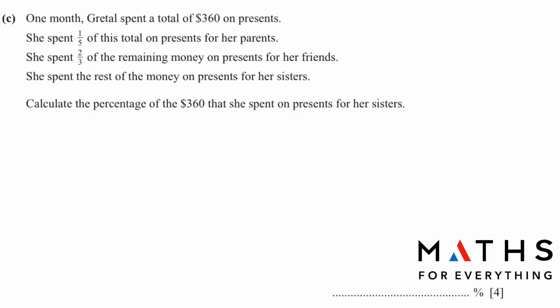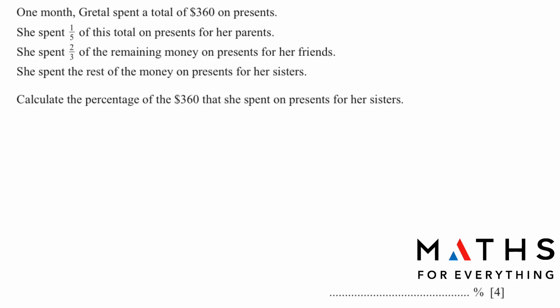Part C. Let's read the question. One month, Gretel spent a total of $360 on presents. She spent 1/5 of this total on presents for her parents. She spent 2/3 of the remaining money on presents for her friends. She spent the rest of the money on presents for her sisters. Calculate the percentage of the $360 that she spent on presents for her sisters.